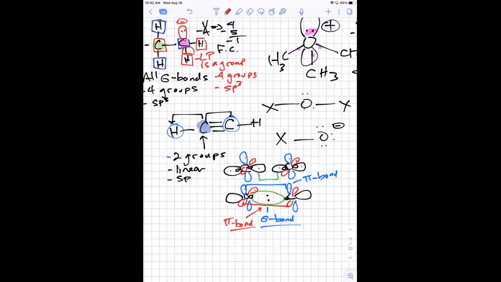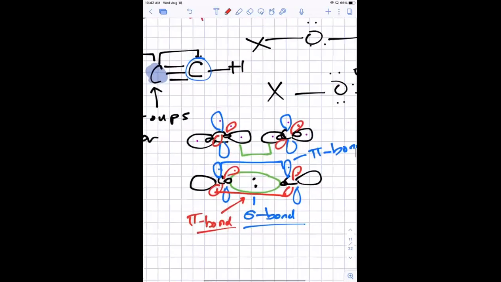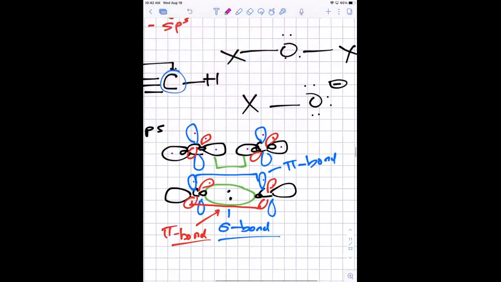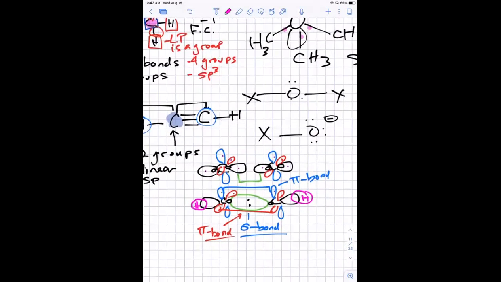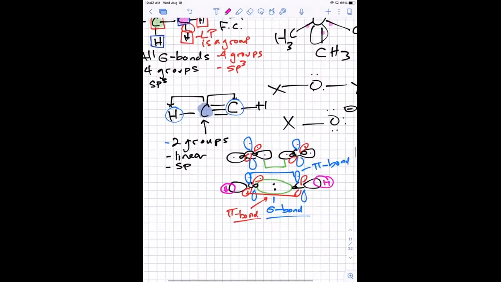Because on the back side, I'm going to add hydrogen. Right, and hydrogen is 1s, so that's going to overlap with that hybrid and give you that sigma bond to hydrogen. Right, so that carbon has 2 sigma bonds and 2 pi bonds for a total of how many bonds?